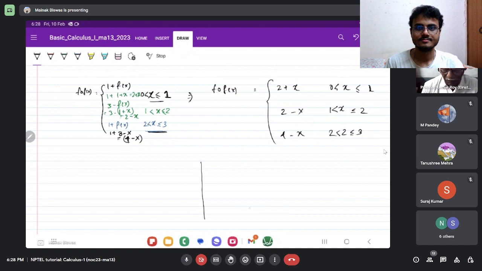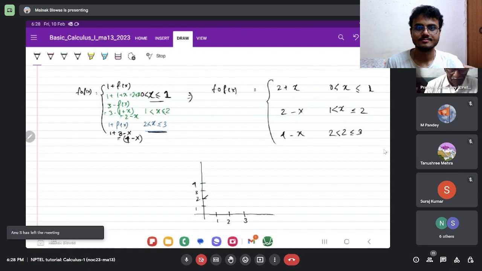There may be a lot of doubt regarding this question. I'll solve them one after the other. Once you ask your doubts, no problem. So this is 1, 2, 3 and 4. So between 0 and 1, it is 2 plus x, right? So this is something like this. And between 1 and 2, it is 2 minus x. So if the intercept of this line is at 2, it will be something like this.